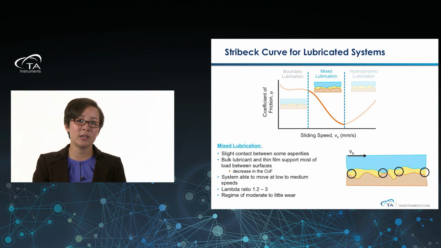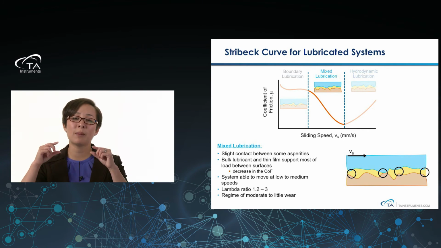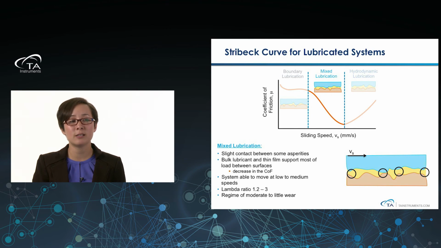This is typically seen by a big drop in the coefficient of friction, and then you'll see an increase in the sliding speed. So as you can see here in the graph, now if we look at those same surface asperities, now they're separated out a little bit because that lubrication, that thin film, is in between the surfaces.